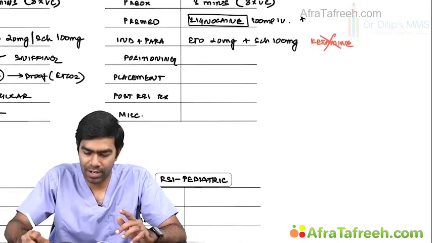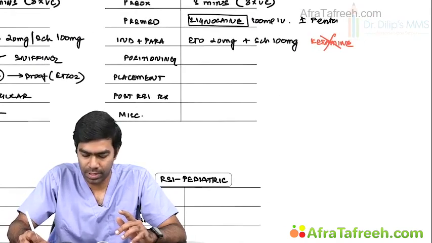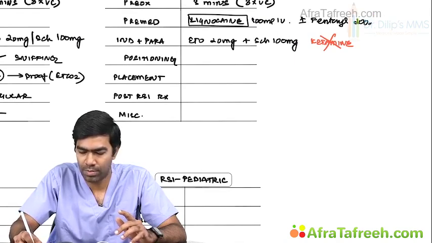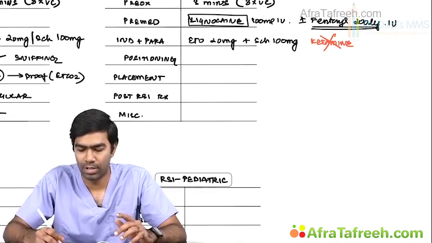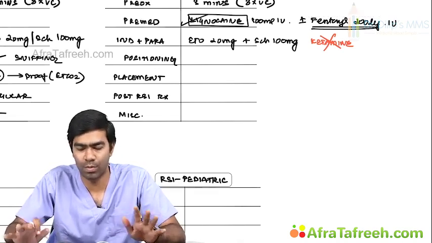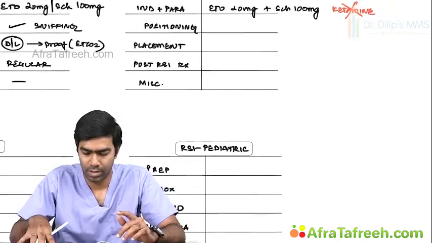Remember, you can add fentanyl if you want. Fentanyl plus or minus fentanyl 200 microgram IV. If you want, you can add fentanyl. No problem. But lignocaine itself is sufficient most of the time. If you want, you can add fentanyl as well.